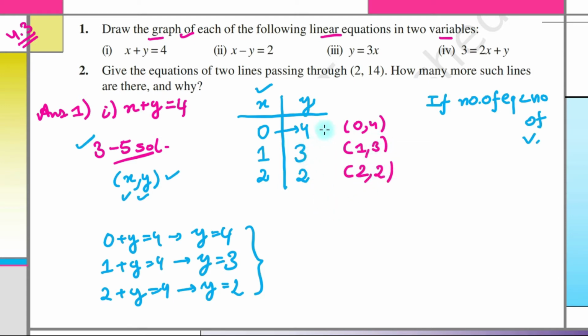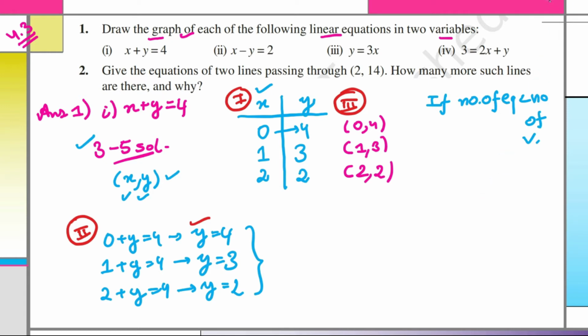So I have written this into coordinate form: (0, 4), (1, 3) and (2, 2). These are the steps we have done. First step, we fixed a value of one variable on our own side. Second step, find the corresponding values of y. Third step, we wrote them as coordinate points, and the fourth step is simply to plot them on the graph and connect them.